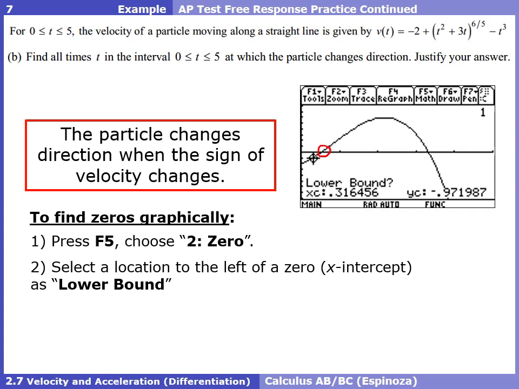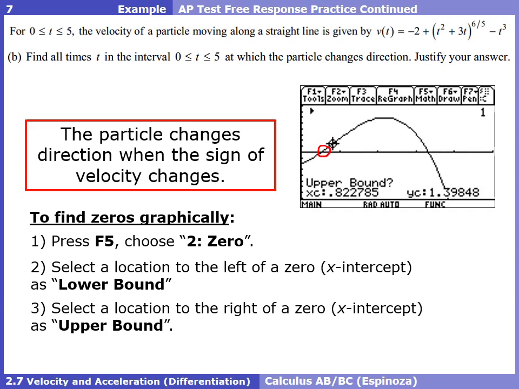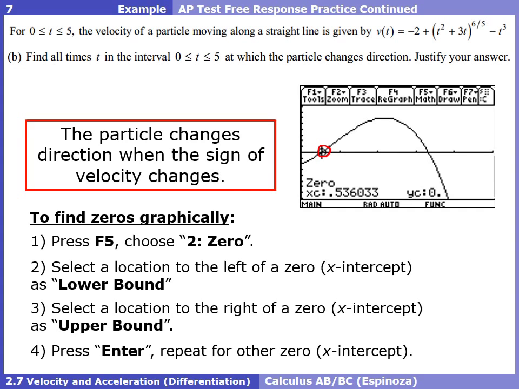It's going to ask us to choose a lower bound. So we need to put our little cursor just to the left of our x-intercept, or 0, and press enter. Then it's going to ask us for an upper bound. We need to put our cursor to the right of our x-intercept, or 0, and press enter. What we're doing is giving the calculator a little window to search for the 0 in. After you press enter, it's going to tell you where that 0 is. In this case, it's 0.536. Again, remember we have to round to 3 decimal places.